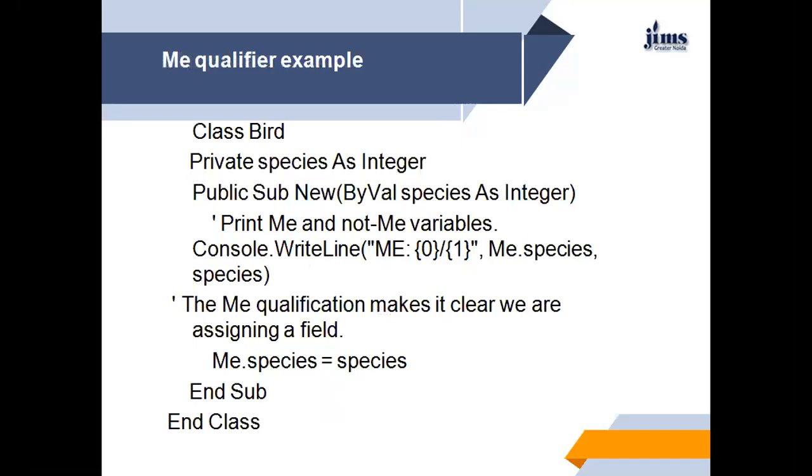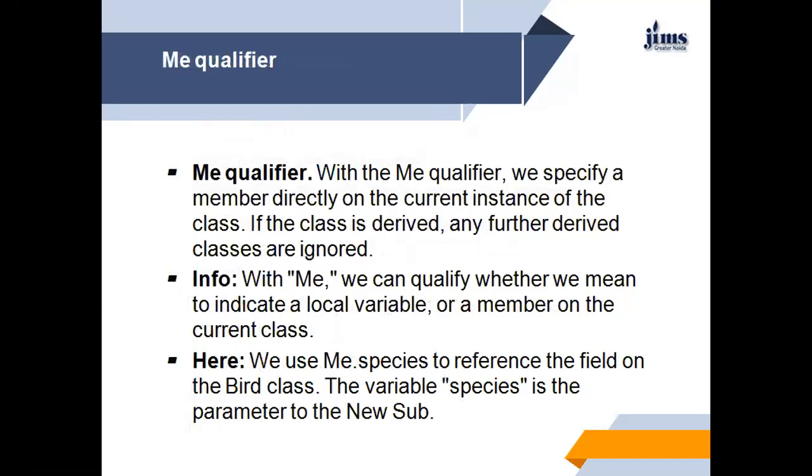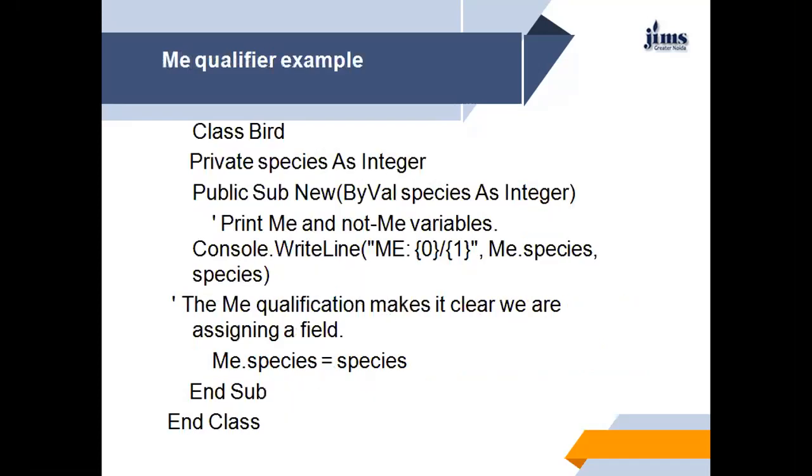So the me qualification makes it clear we are assigning a field: me dot species equals to species, end sub and end class. So with me, we specify a member directly on the current instance of the class. So me will refer to the current instance of the class.